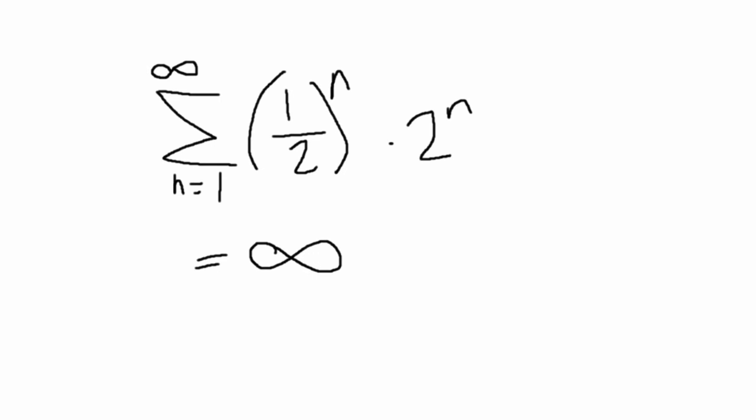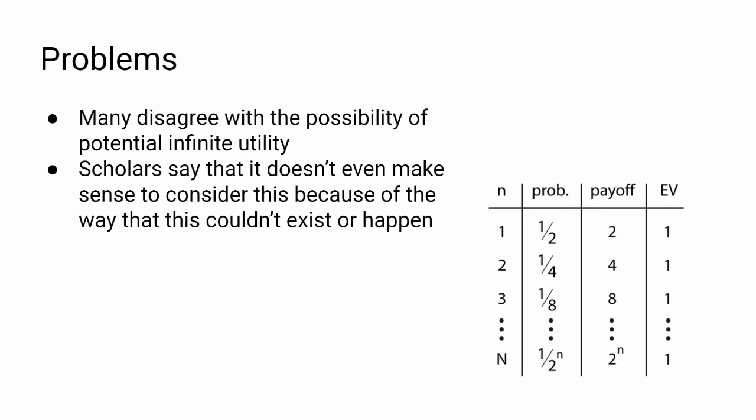And so when this paper came out, a lot of people had problems with it. They liked the idea overall, but they had a few problems with it. Many disagreed with the possibility of potential infinite utility, because if you think about it, even if you could get an infinite supply of money, then that would diminish the supply of money overall. So you couldn't actually get infinite utility out of it, infinite satisfaction. And so that was one problem.